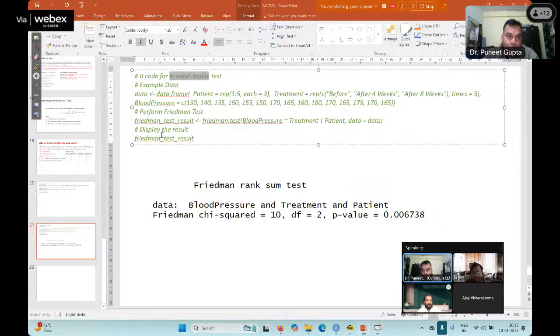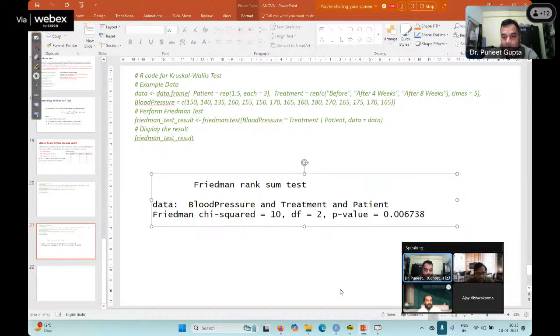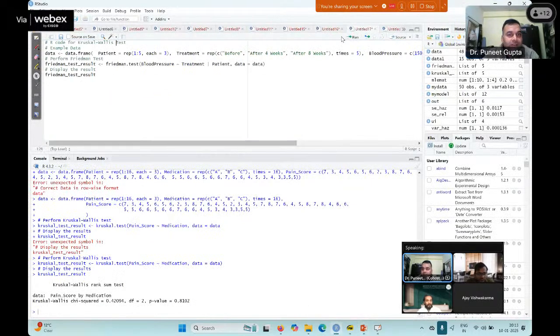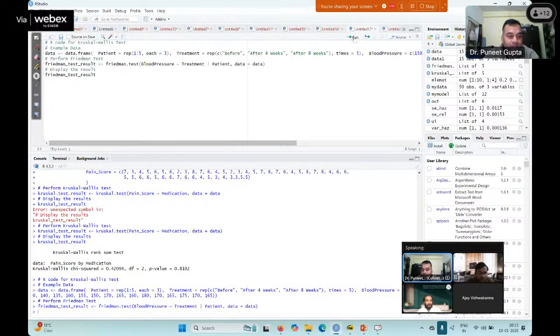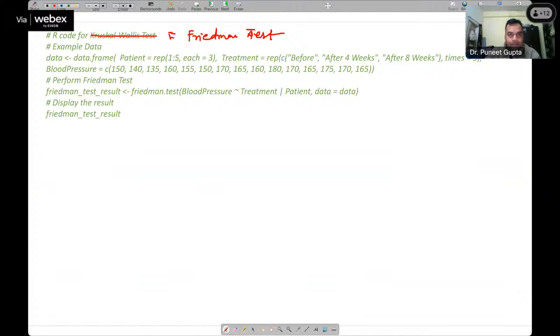Okay, so the code for Friedman is this one. I have run the test and below is the output. Let me take you to it again; it will give some error, I think. No, this time it runs. So this is the output. I have copied it on my PPT.